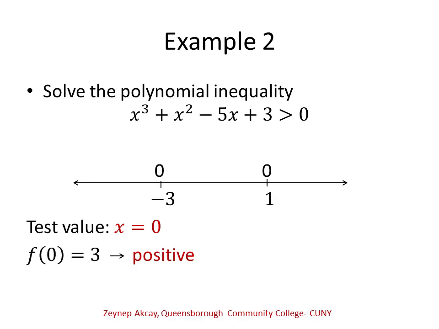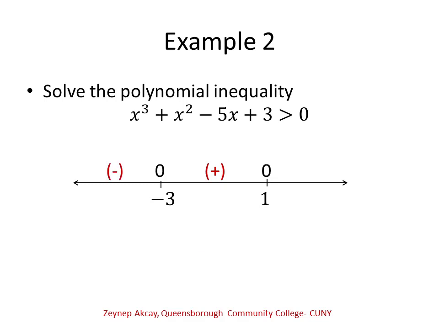This time I choose the test value to be x equals 0, a number easy to calculate. Then we plug 0 into the function and we find f of 0 to be equal to 3, which is positive. So we place 0, our test value, under the number line and the positive sign on top of that to denote the sign of the function in the interval from -3 to 1. Next, we determine the sign of f in the remaining intervals.